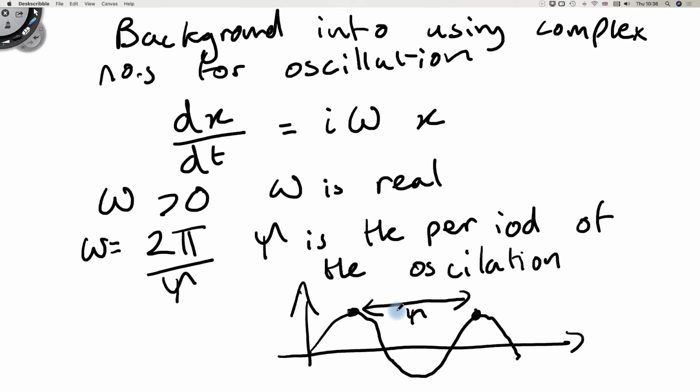If you're a physicist, this is second nature. But with mathematicians, you sometimes need to be reminded of the context, because you're doing more pure maths. It's just the length of time between peaks. So that's omega.